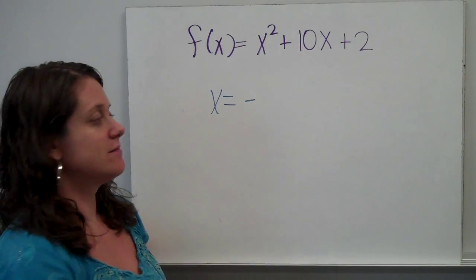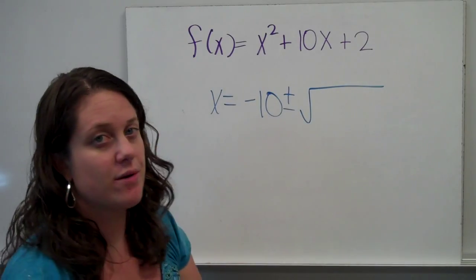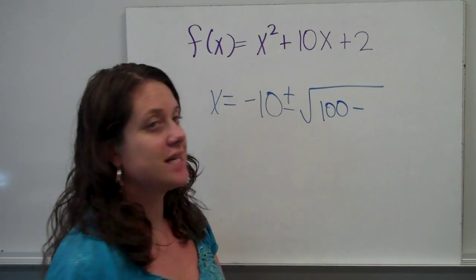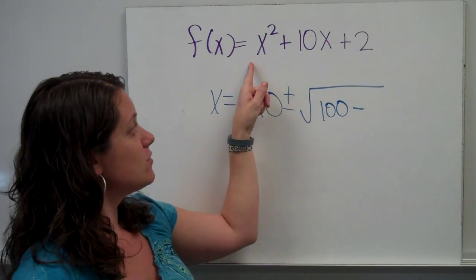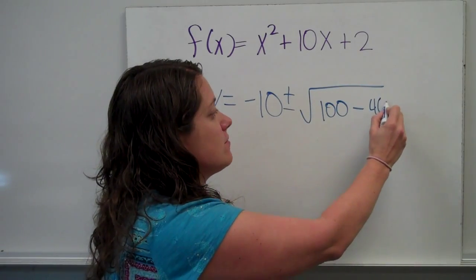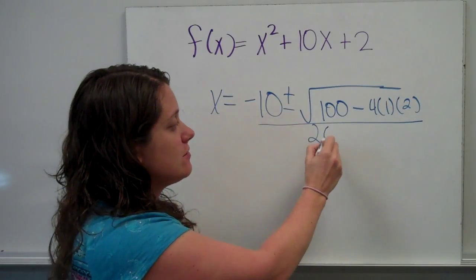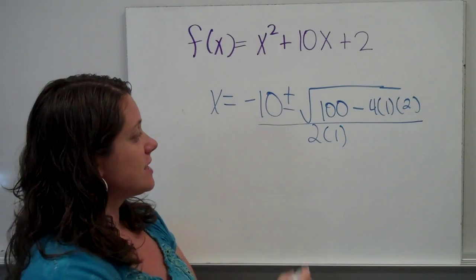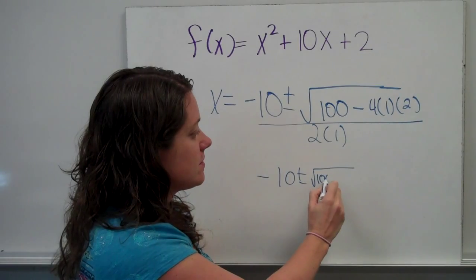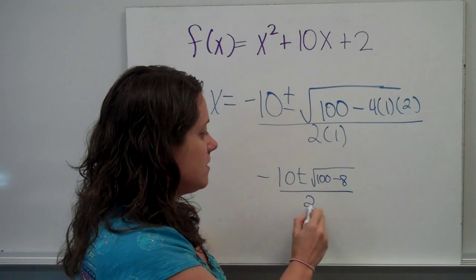Negative b, so that means negative 10. The square root of b squared, so that's 10 squared, minus 4 times 1 times 2. So 4ac, 4 times 1 times 2, all divided by 2a. Alright, so now let's work this out. I have negative 10 plus or minus the square root of 100 minus 8, all divided by 2.